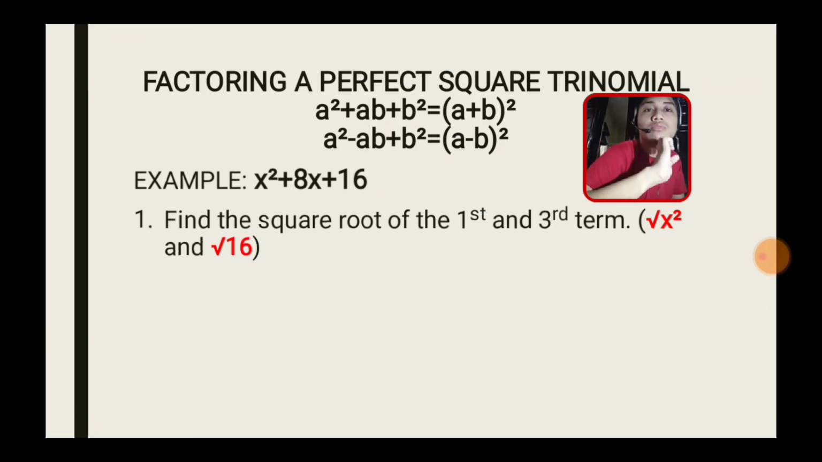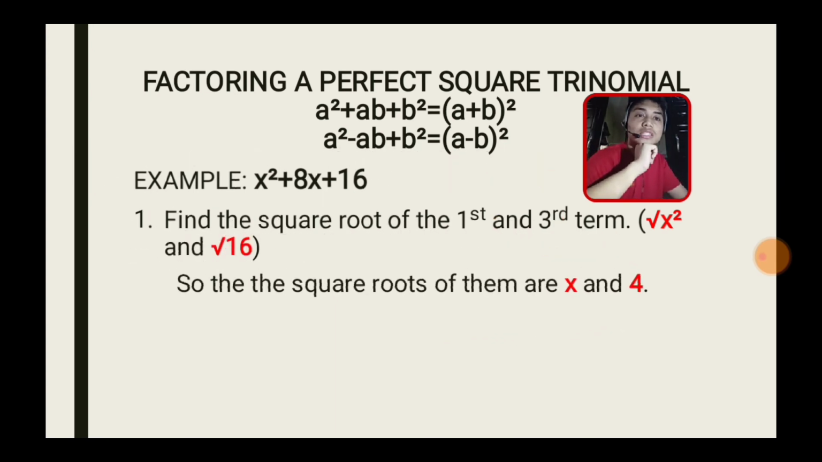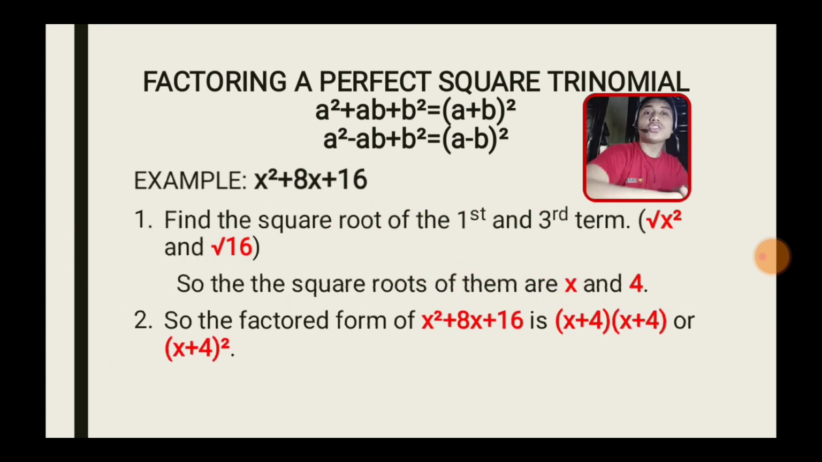Find the square root of the first and third term. So, finding the square root of x squared and the square root of 16. The square roots of them are x and 4. x times x is equal to x squared, and the square root of 16 is 4, 4 times 4 is 16. So, the factored form of x squared plus 8x plus 16 is x plus 4 times x plus 4, or the square of x plus 4.